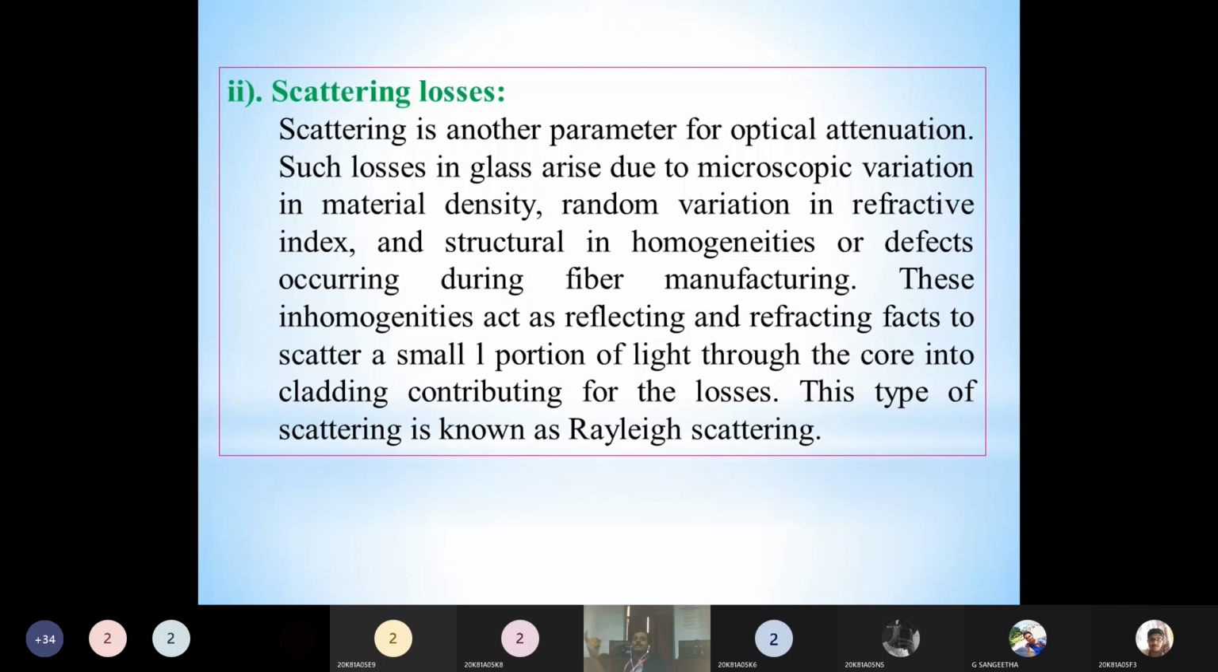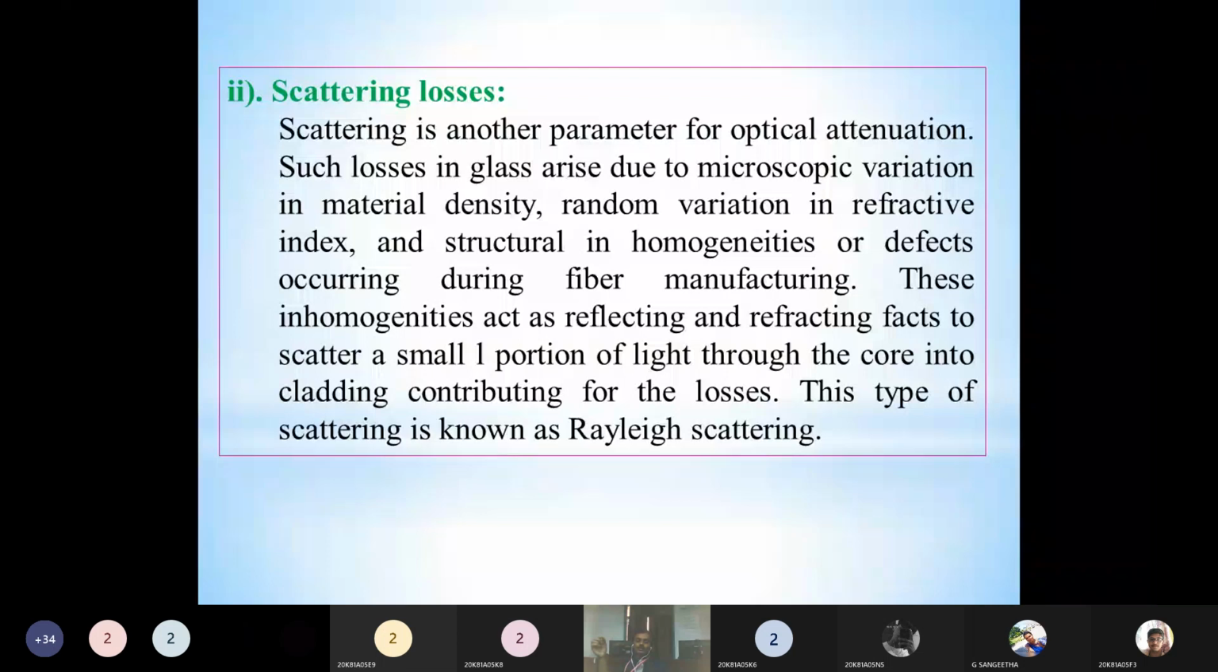And inhomogeneity in materials. Inhomogeneity means that while preparing the material, the composition is not the same throughout the material. In some cases the composition is different throughout. That is a manufacturing error, and due to that manufacturing error, inhomogeneities take place.